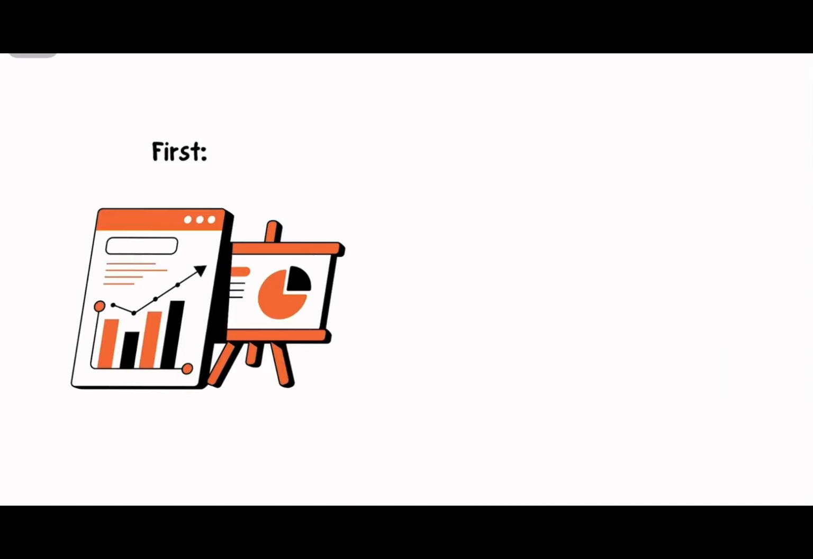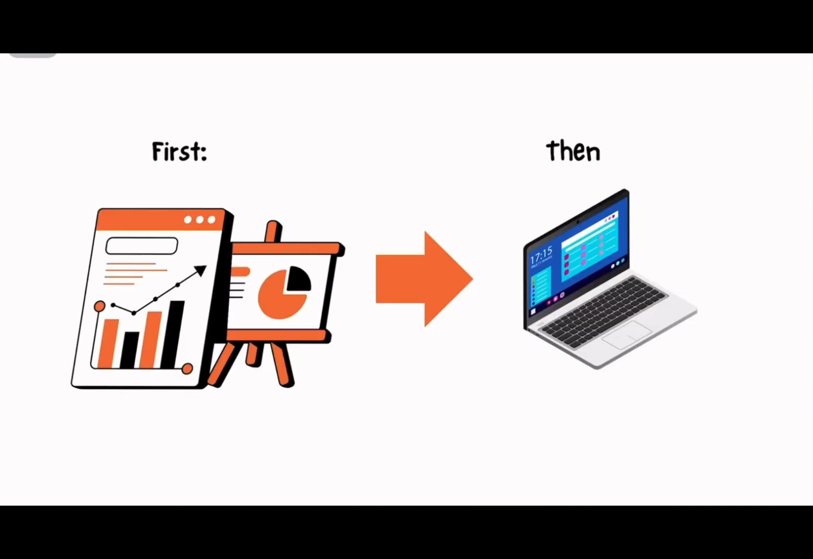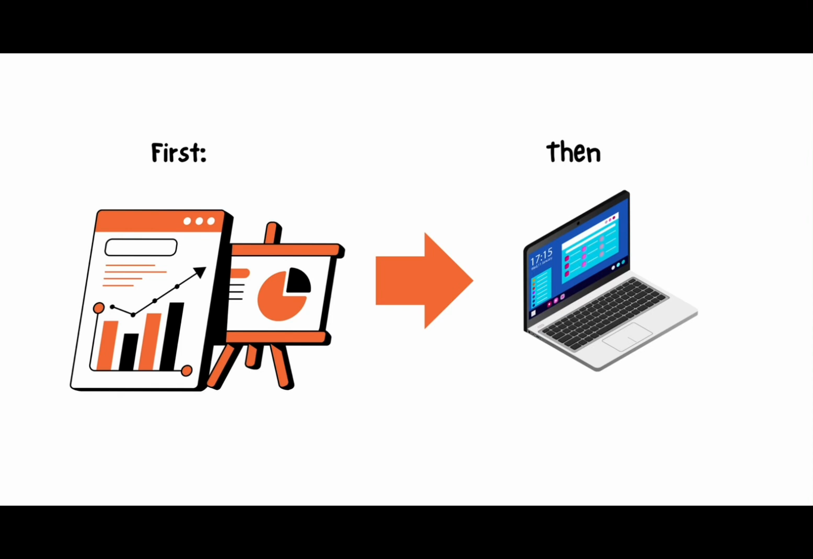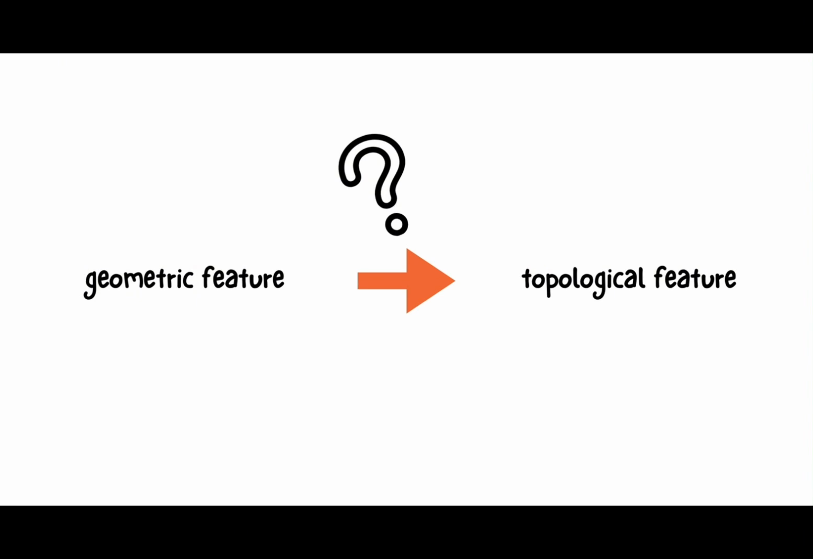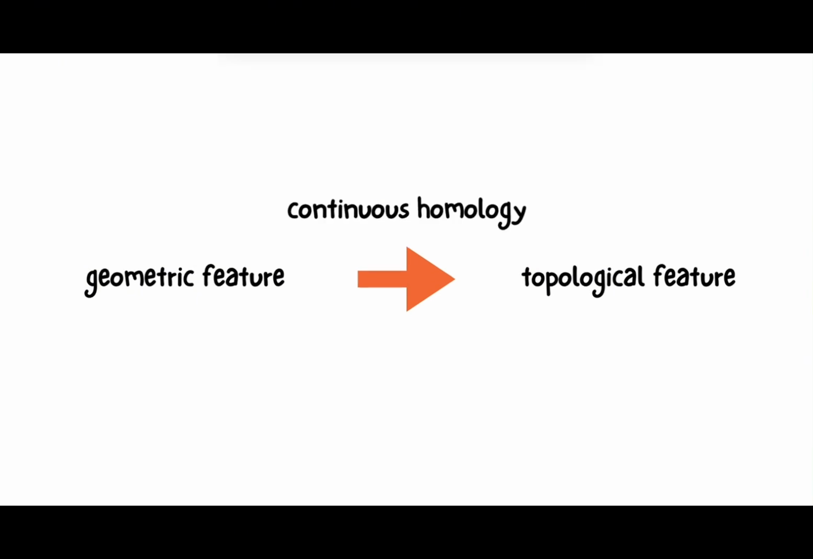First, we have to have a set of data and input it into the computer. In our case, it can be the coordinates of the crystal atoms, extracted into a point cloud plot. This step is called geometrical realization. And the second part is the most important one, where we have to extract the topological features from the geometrical ones. The dominant approach is called continuous homotopy.